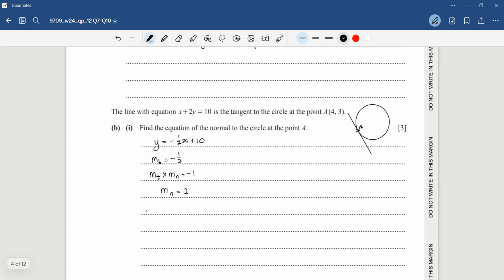So you can directly write y equal to 2x plus c. When x equal to 4, y equal to 3, so 3 equal to 2 times 4 plus c. Therefore, c will be negative 5. Therefore, y equal to 2x minus 5 is the equation of the normal. The equation of the normal normally goes through the center. Okay, so this is the center, and this is the normal.